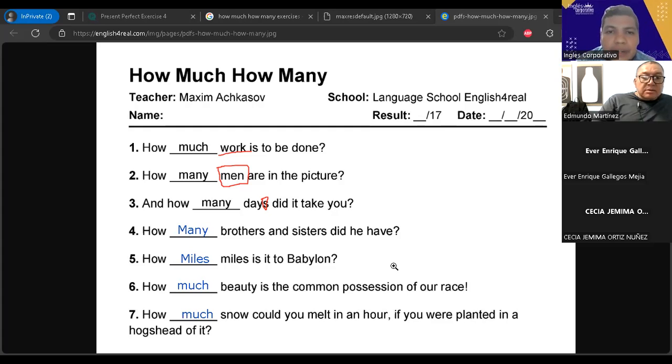Okay, let me verify here. Let me just open it again. All right, give me one quick second. You said number seven, right? All right, so this one it's going to be here. The word hawk's head, it's the same as. Okay, number seven, here is: How much snow could you melt in an hour? It says, if you were planted in a hawk's head.